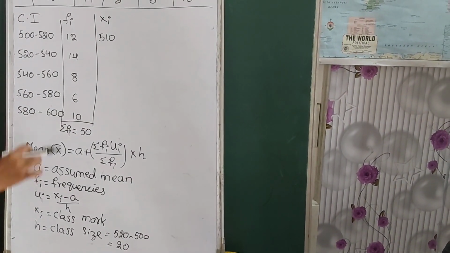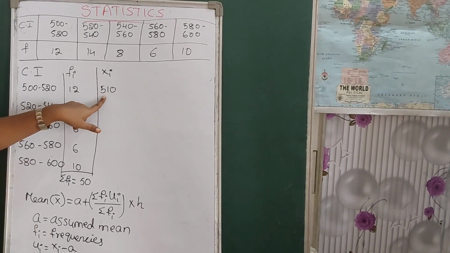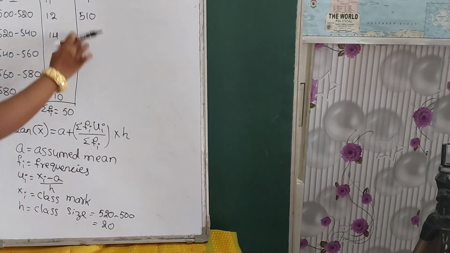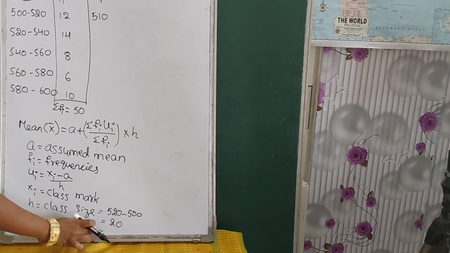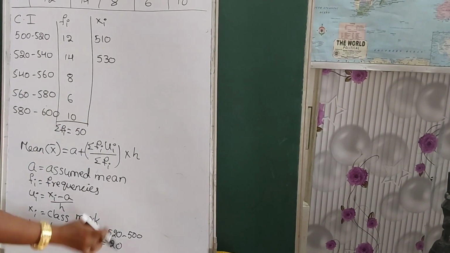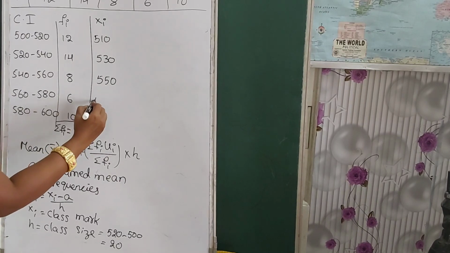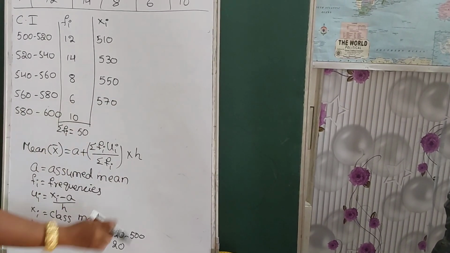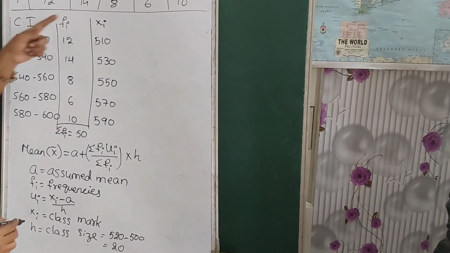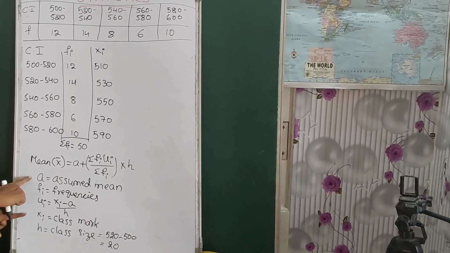Next, we need not do it for the remaining. If you know the first mid value and if you know the class size, then simply add this class size to the mid values. That is 20 plus 510, 530. 530 plus 20, 550. 550 plus 20, 570. 570 plus 20, 590. Likewise, now we got the xi's. Next, I have to find out my A.